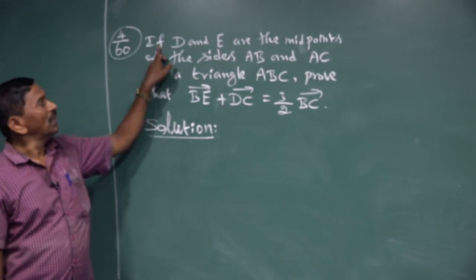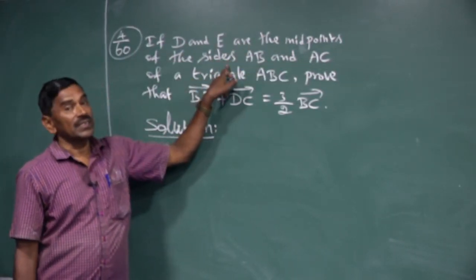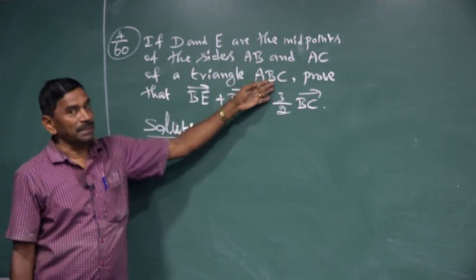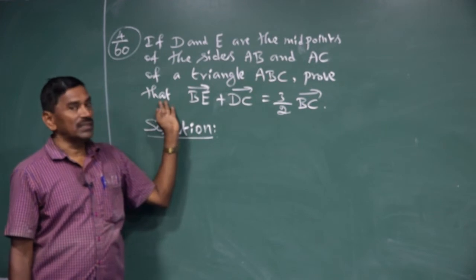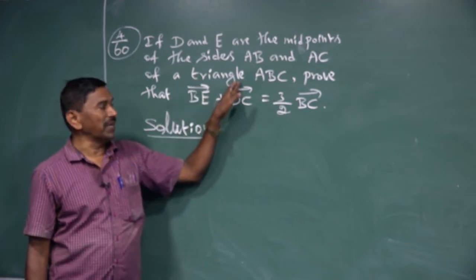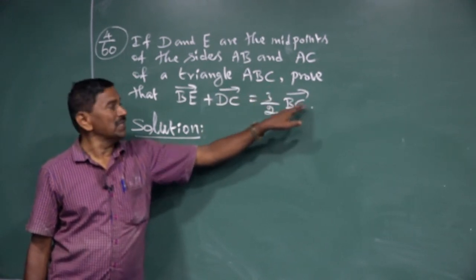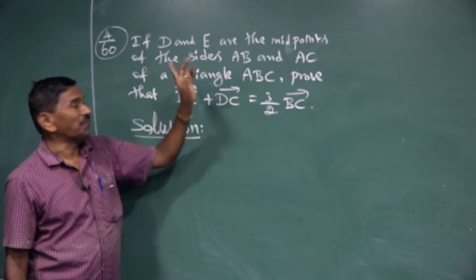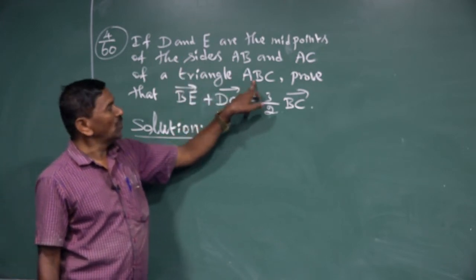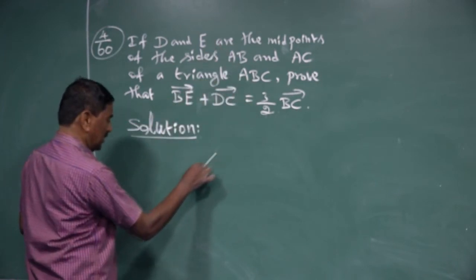Children listen, fourth question from first exercise. If D and E are the midpoints of the sides AB and AC of a triangle ABC, prove that BE vector plus BC vector is equal to 3 by 2 into BC vector. Okay, listen, first keyword, here triangle ABC. So, let us draw the triangle ABC first. Listen, in triangle ABC.